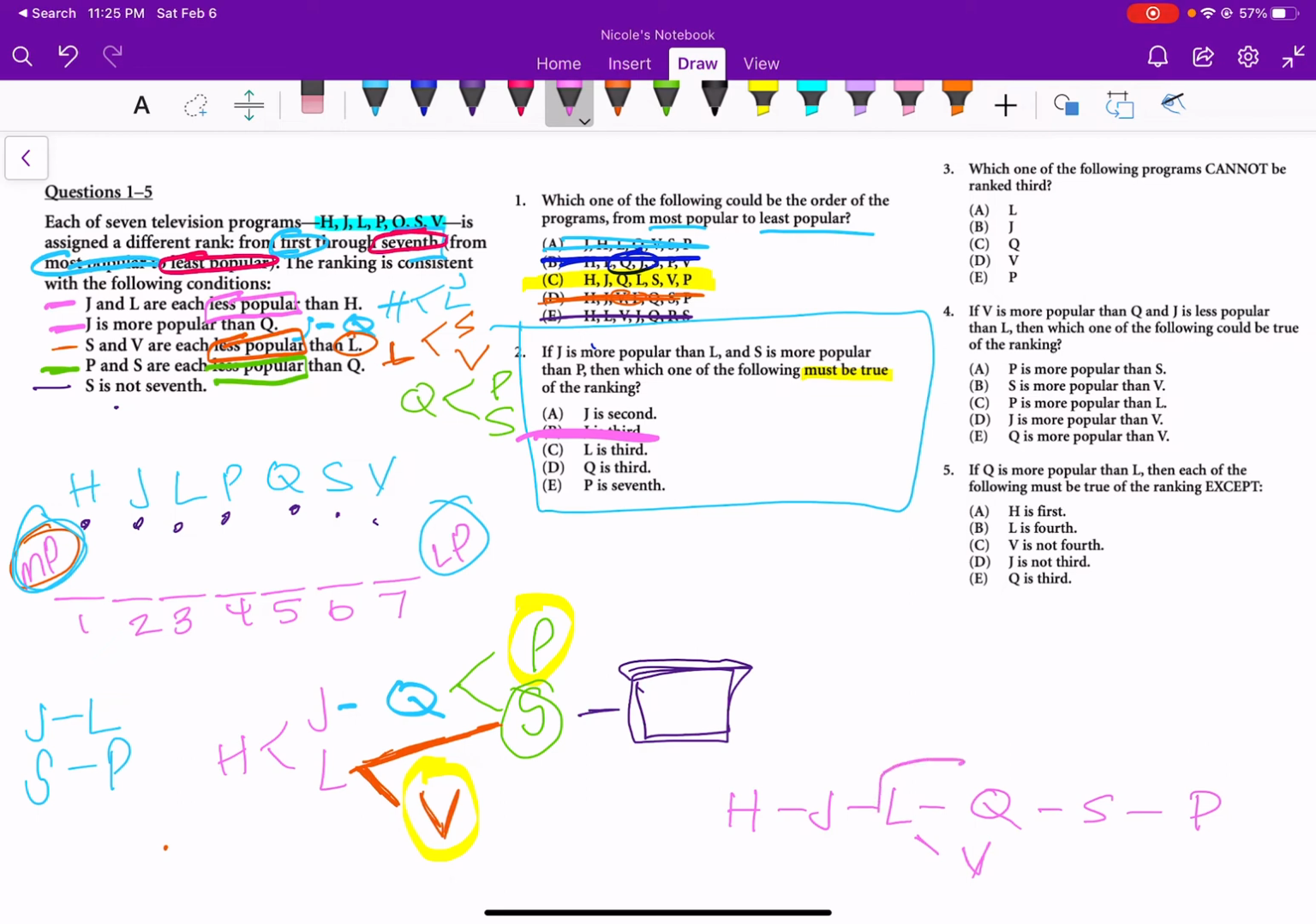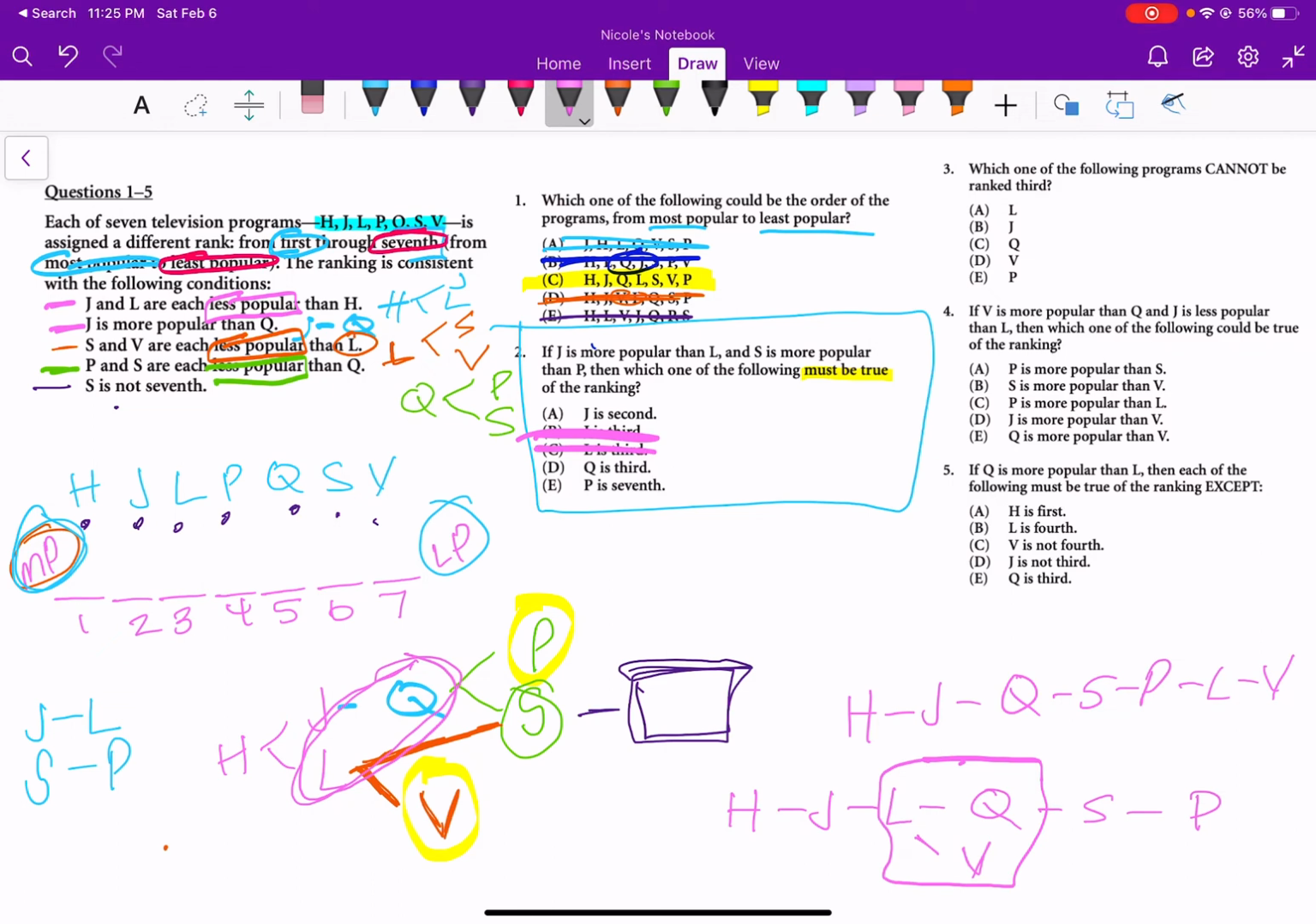So right here, the reason that L does not have to be third is actually it could also be Q, because there's no relationship between L and Q. So it also could be saying here we have H, J, Q. I mean, honestly, we could go S, P, L, V if we wanted. Because if we look here, there's no relationship between Q and L. So L does not have to be third.